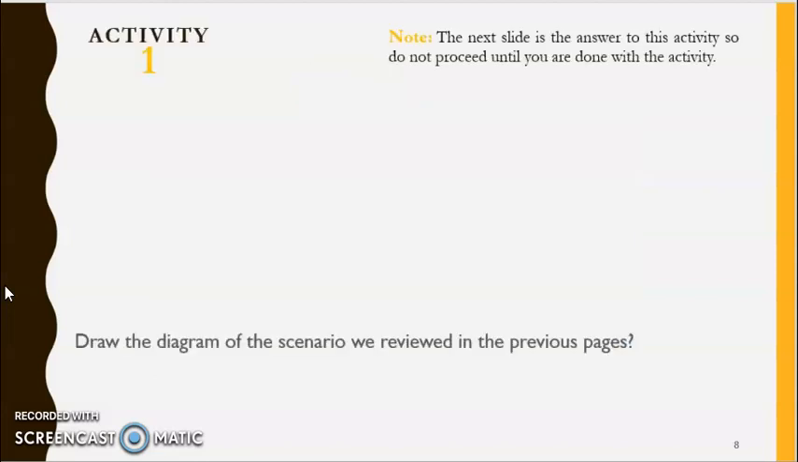Take your time. If you are following me with the PowerPoint that is uploaded on Canvas, as it is mentioned, the next slide is the answer, but try your best to draw something that makes sense to you for educational purposes. And when you are done, check the answer or play the video.